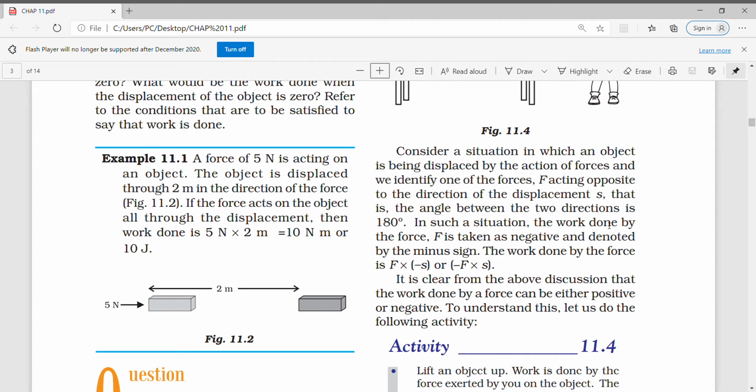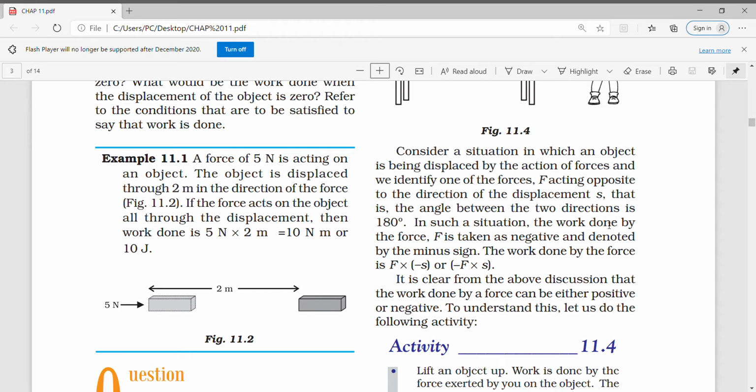Good morning, dear children. In this video, we will learn to do examples of chapter number 11 of physics. The name of the chapter is Work and Energy. So, we will know how to solve numericals based on work and energy. So, let us start from example 11.1.